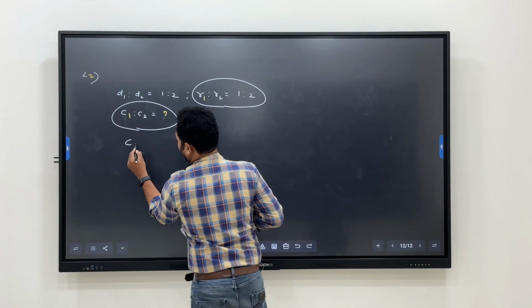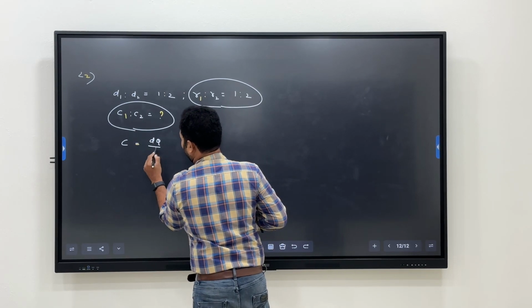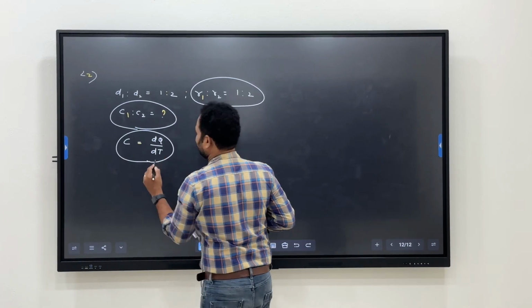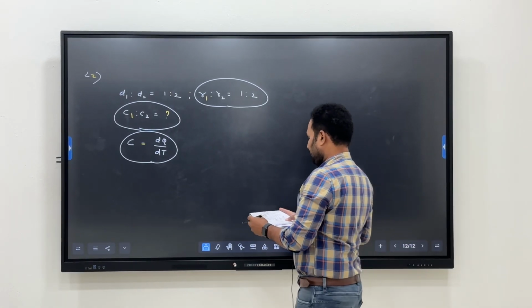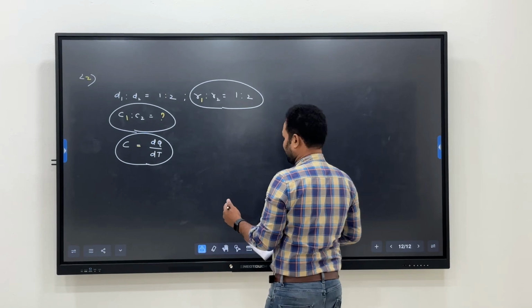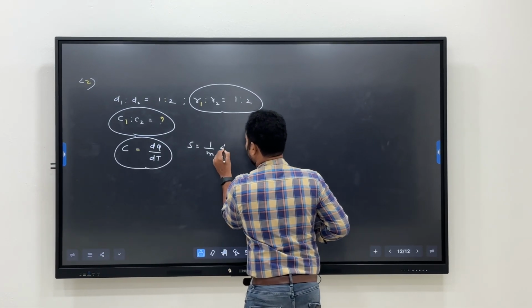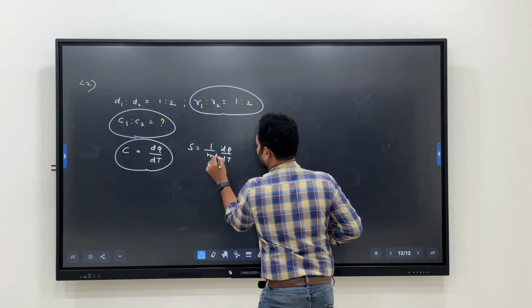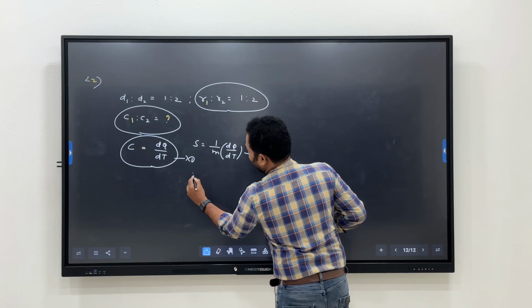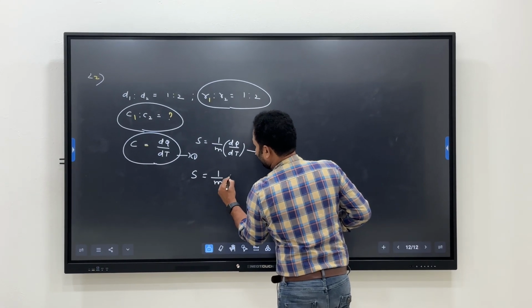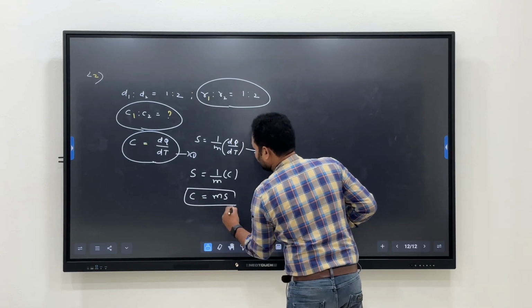So C is equal to dQ by dT, the heat capacity. Specific heat is not mentioned; S is equal to 1 by m dQ by dT. So this is equation 1, this is equation 2. Now S is equal to 1 by m into C, so C is equal to m S.